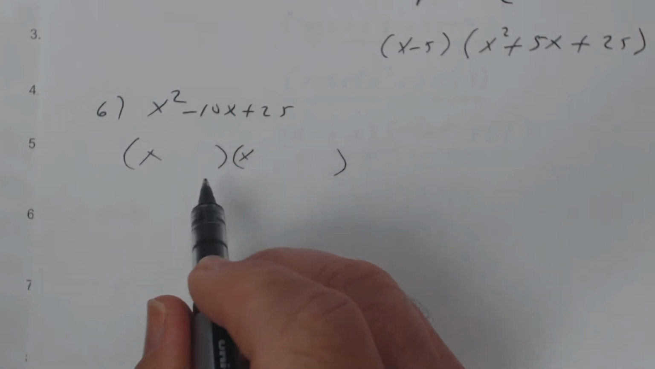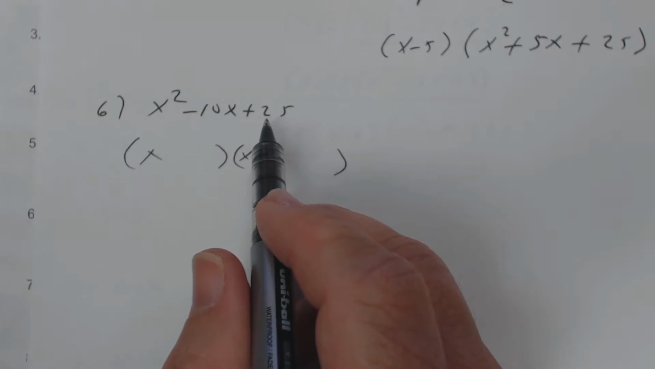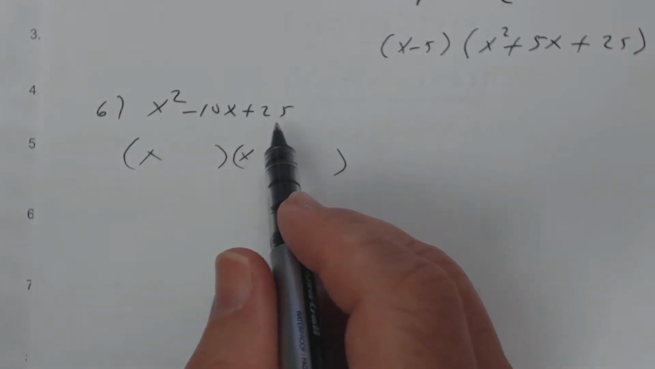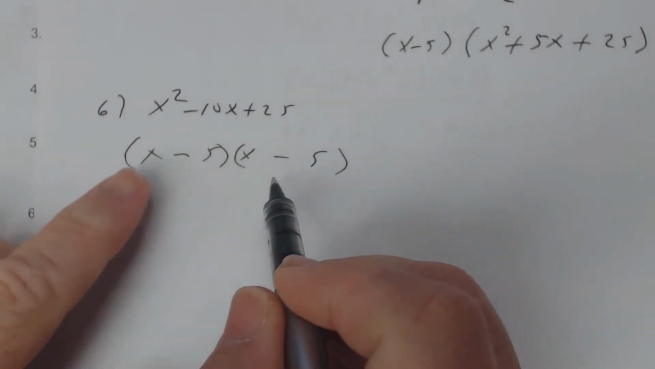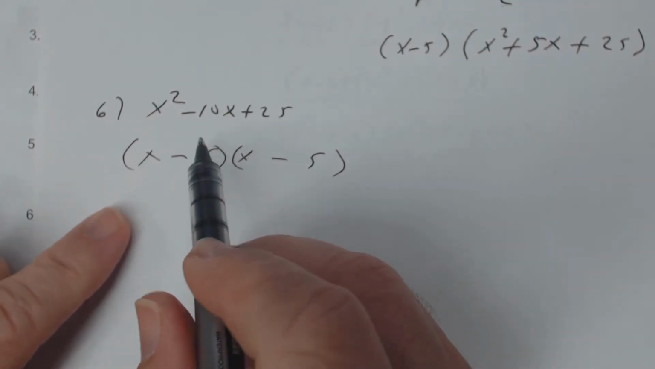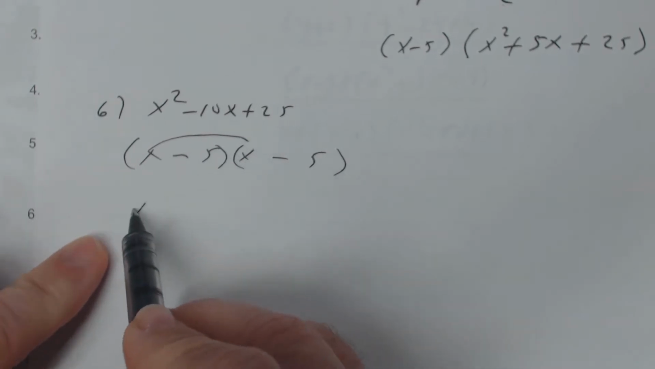It will be this middle sign. But there's only 2 possibilities for 25. 25 times 1 and 5 times 5. So let's do 5 and 5, and I need both negatives. Now before you go on, make sure that this is correct. So FOIL it out. X times x is x squared.